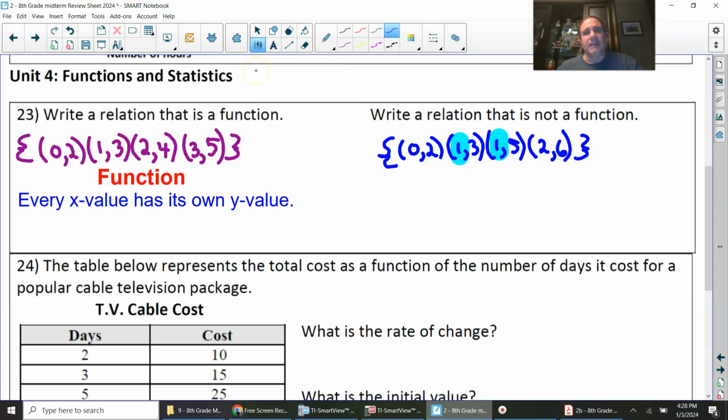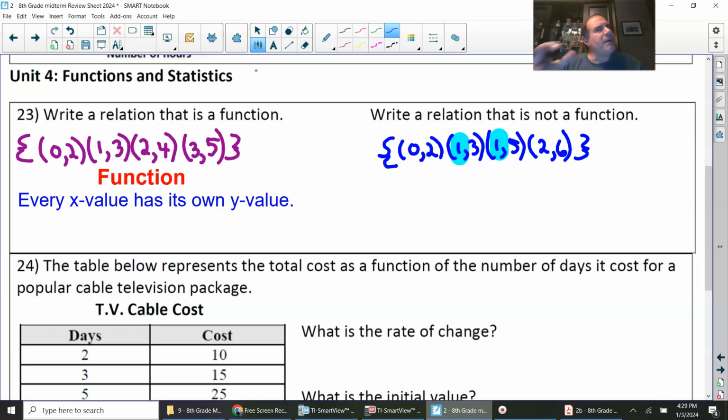The x repeats and goes to two different y's. So that means this is not a function. Think about if 1 was a person, and we ask that person, what's your favorite number? Your favorite number is 3.